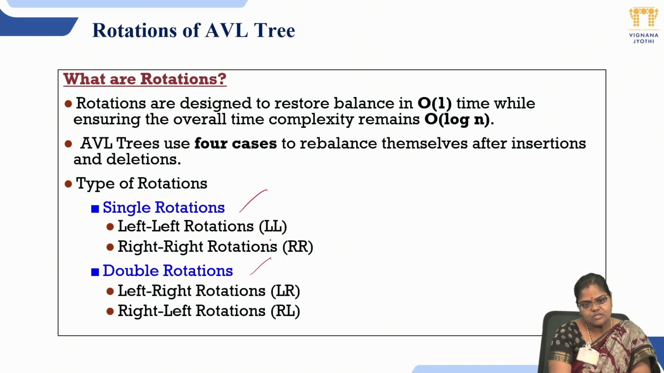In single rotations, we perform only one rotation, that is either left or right. We call it left rotation or right rotation. In the abbreviated notation, we represent it as LL, but that doesn't mean we are performing 2 left rotations. It is an indication of only a single left rotation. Coming to double rotations, since we have 2 rotations here, the combinations will be left followed by right or right followed by left. So we get LR, left right rotations, and RL, right left rotations.